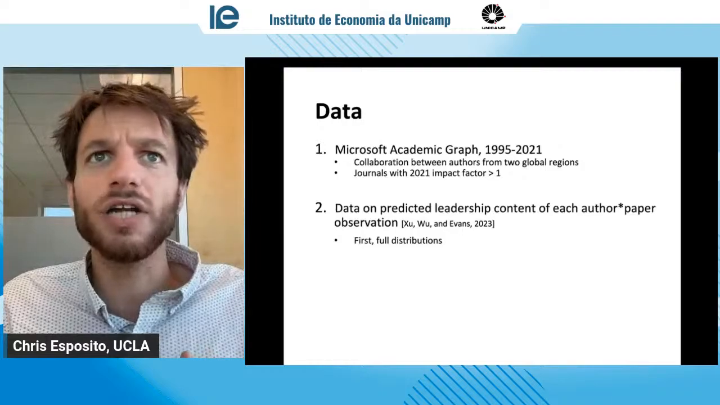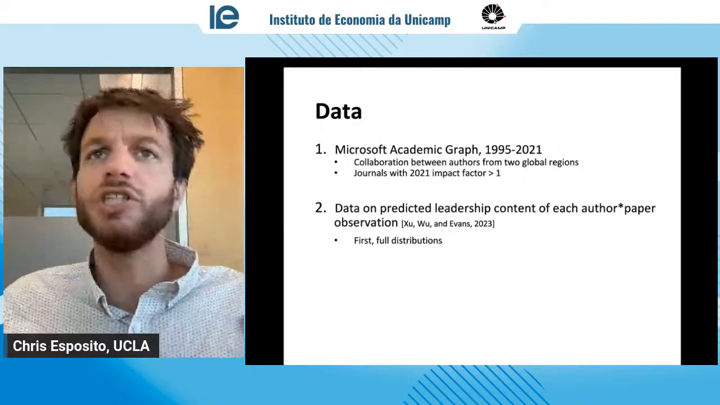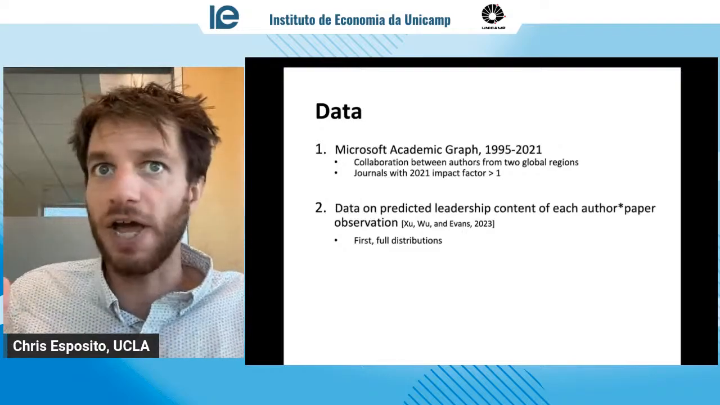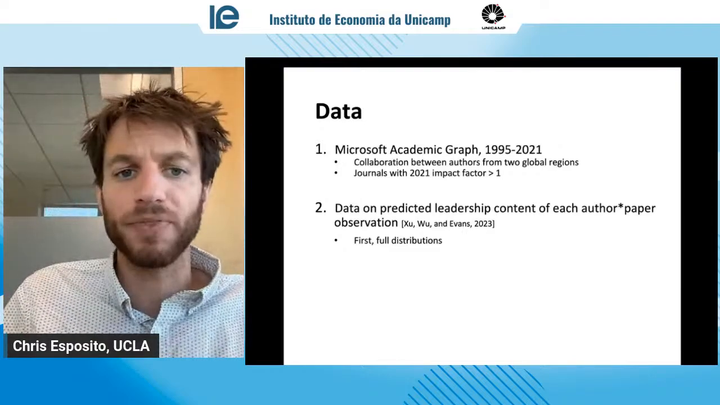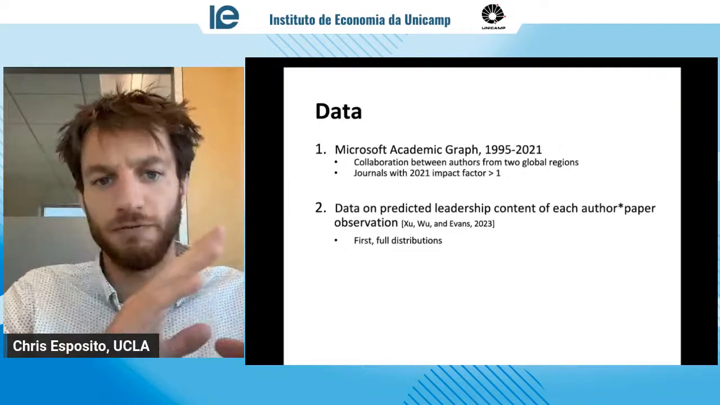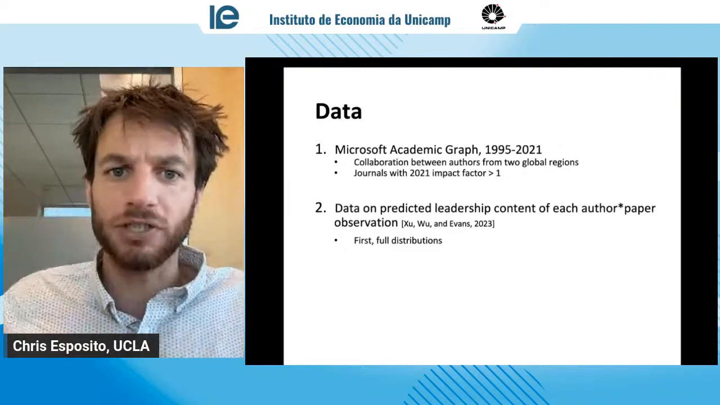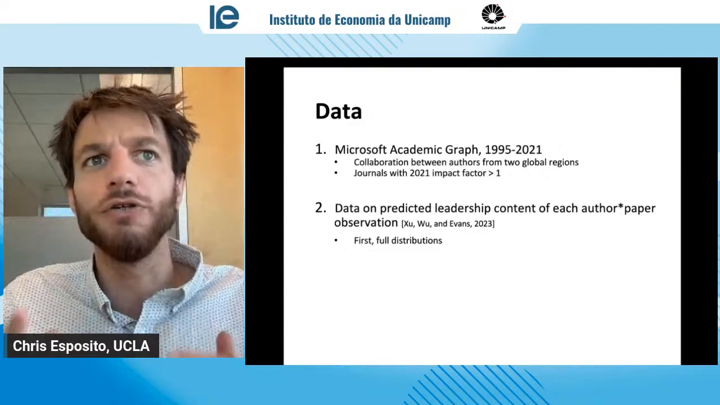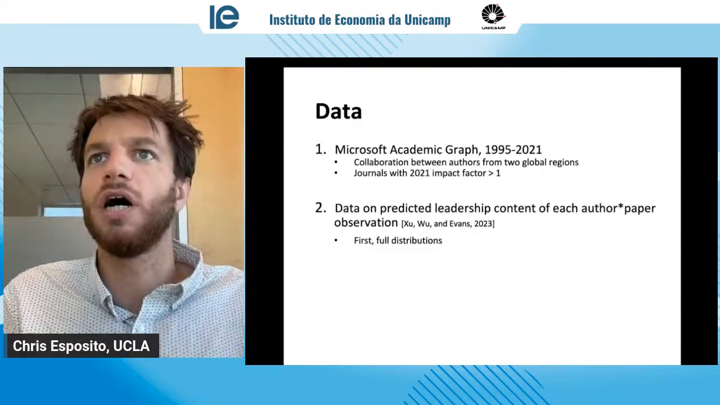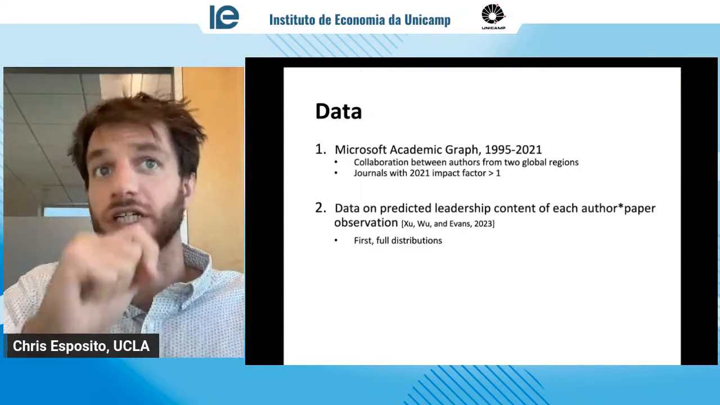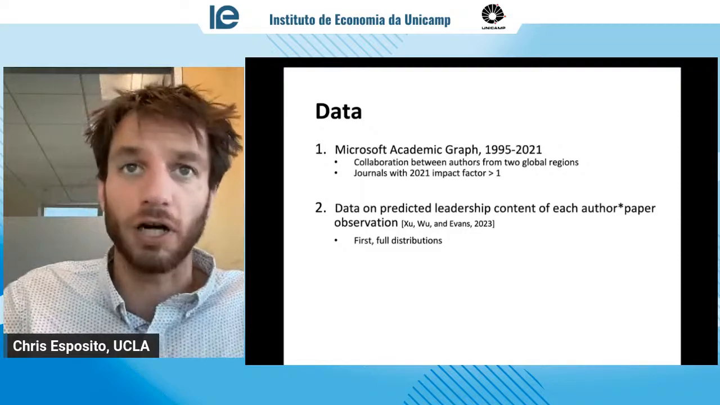In the analysis, I'm going to first show you full distributions of leadership. So leadership ranges on a spectrum from 0 to 1 for any given author on any given paper. And I'll show you the full distribution of leadership values at first. That's going to be empirically very rich, but what it's going to be hard to do from that full distribution is to draw very concise conclusions and then explore changes in those conclusions across time.